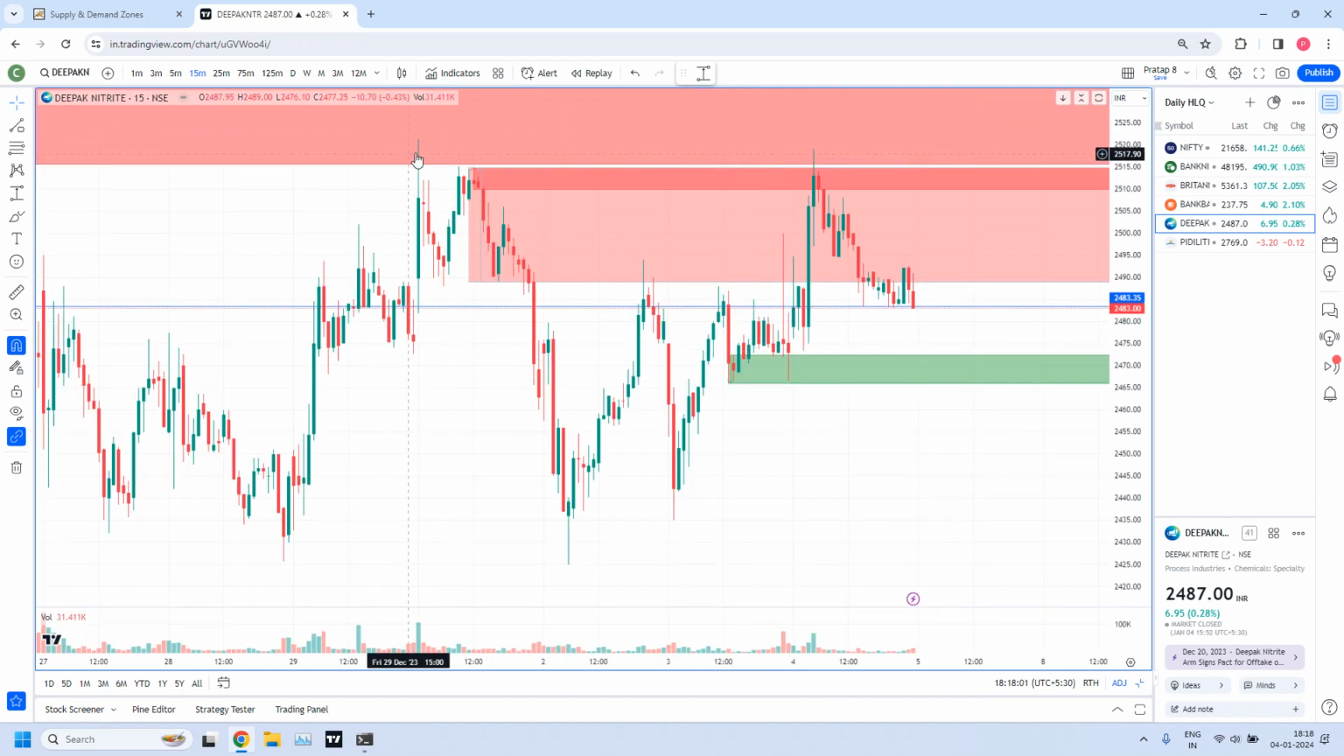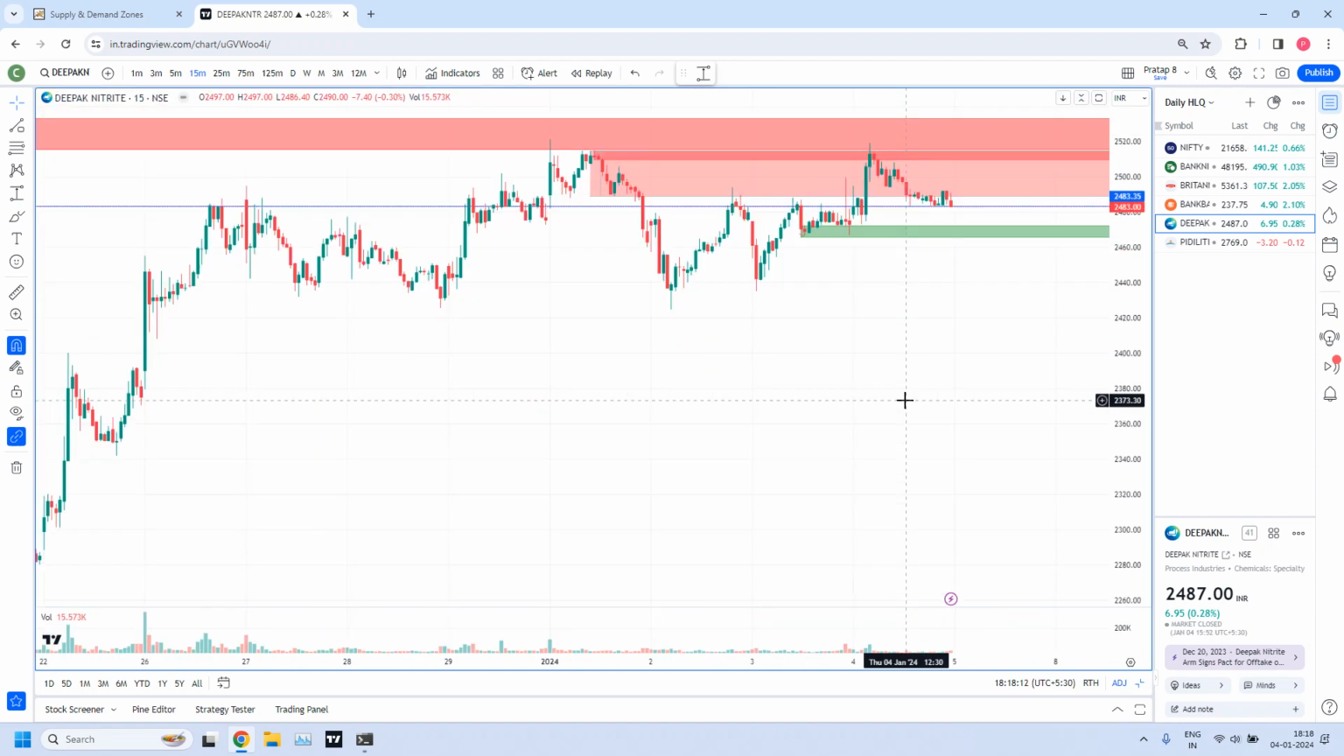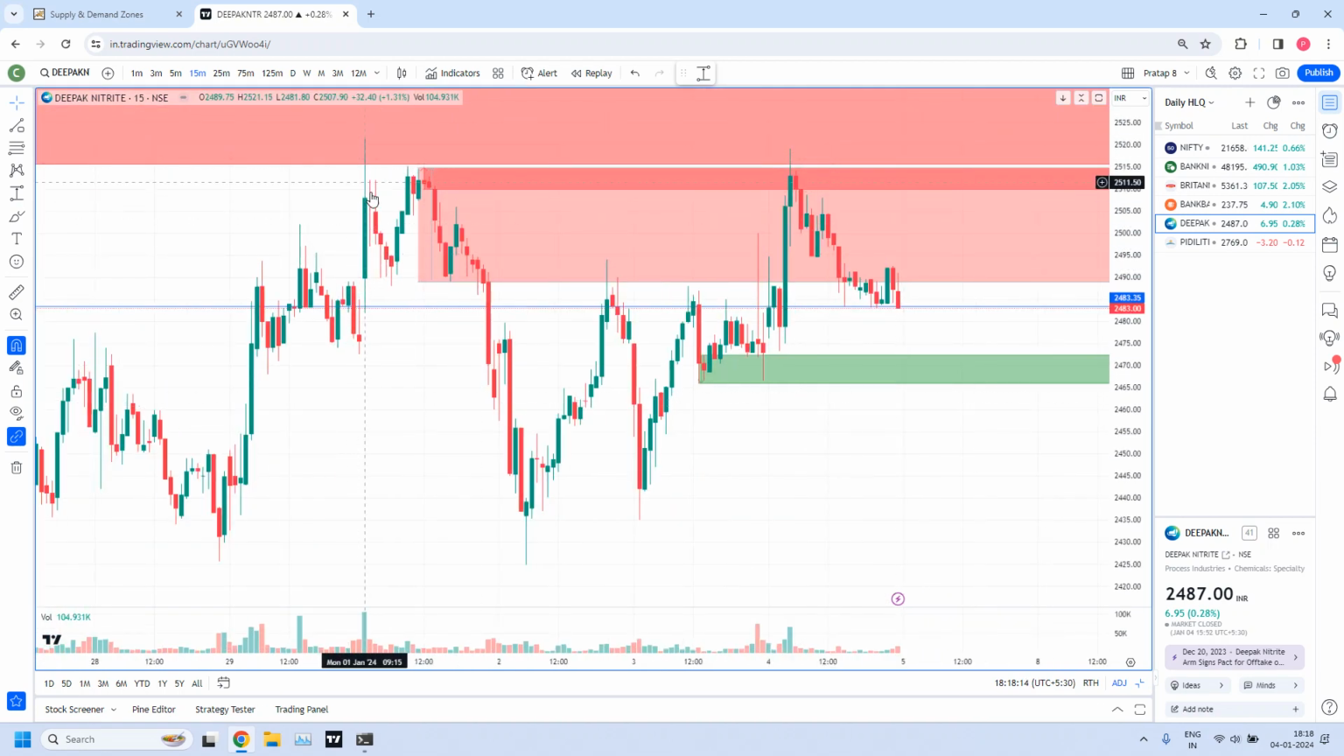See, previously also, this is the third time. Previously we have seen it tested 2 times, and this is the third time it is tested. Today, after violating our high liquidity zone, it was immediately tested and see how prices went down. Previously also, when it was tested, see how prices went down.